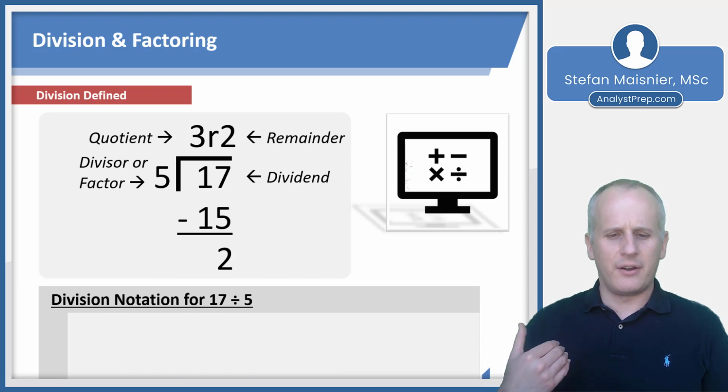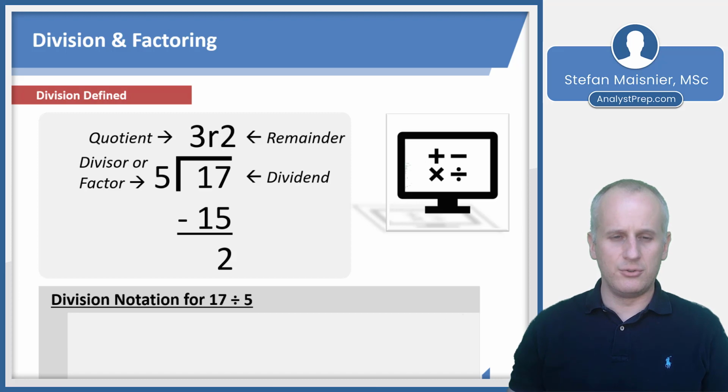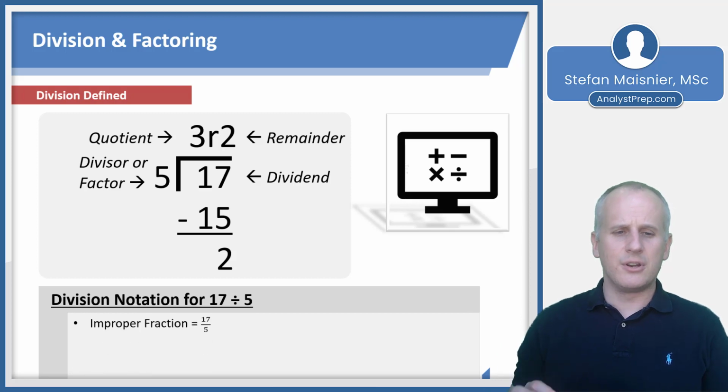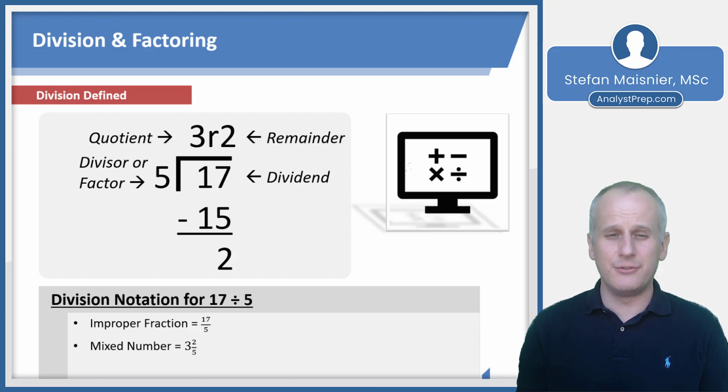So there are 4 different ways that we could write out 17 divided by 5 using varying notation. The first is obviously what we already have, which is that 3 remainder 2. Now, you can also write what is known as an improper fraction, and that's just 17 as a numerator and then 5 as a denominator. We can also write it as a mixed number, which is 3 and 2/5.